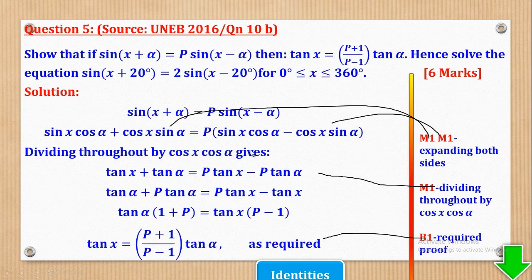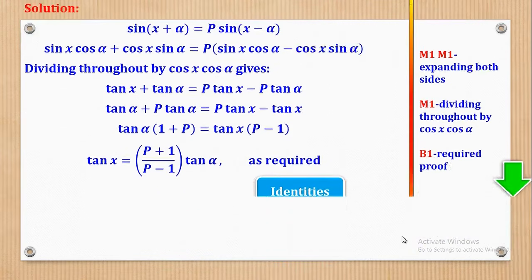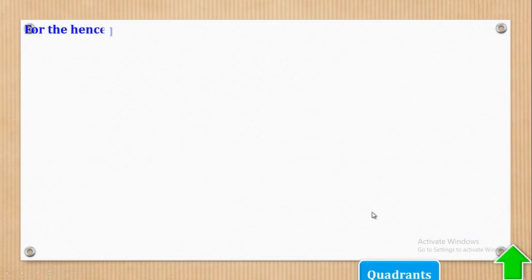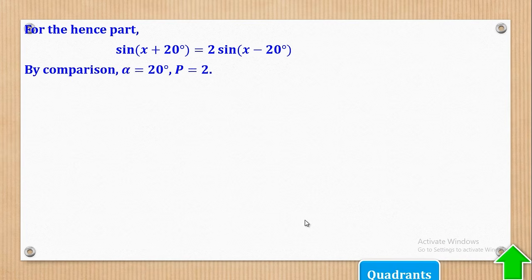Then in the hence part, they want you to solve this equation for values of x ranging from 0 to 360. Remember, they have used the word hence. Using the word hence means that you start from where you stopped. So in this equation, it implies that alpha is 20 degrees and p is 2.